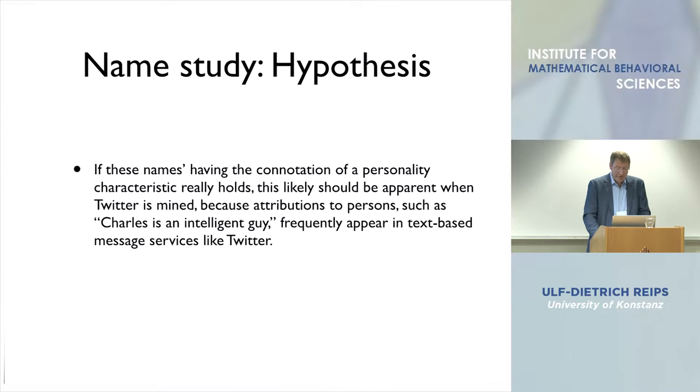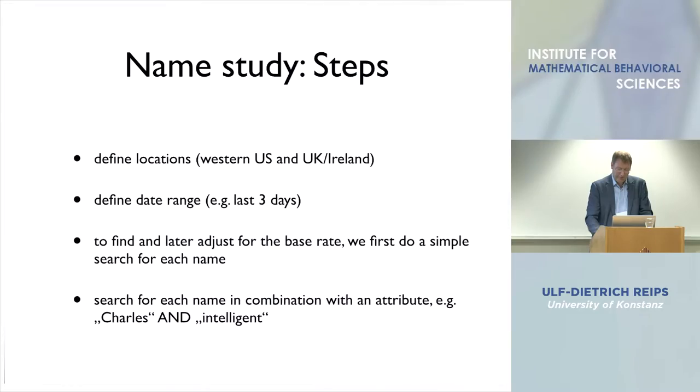If these names have those connotations of a personality characteristic, then this should also show up in Twitter data, right? Because you would expect that you would find more instances of attributions to persons like "Charles is an intelligent guy" appearing more frequently in Twitter than the opposite ones. So what we did is we defined two locations to do a comparison: the Western US, and UK and Ireland. We defined a date range, taking all the tweets within the database from the last 3 days.